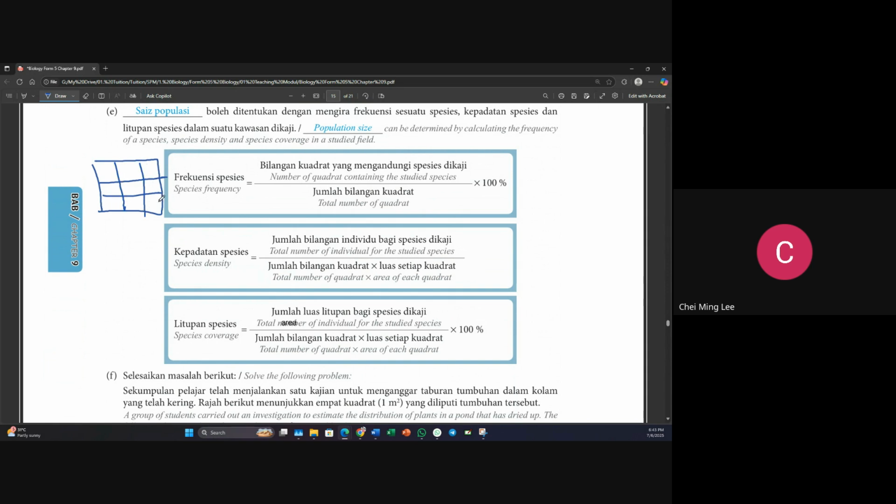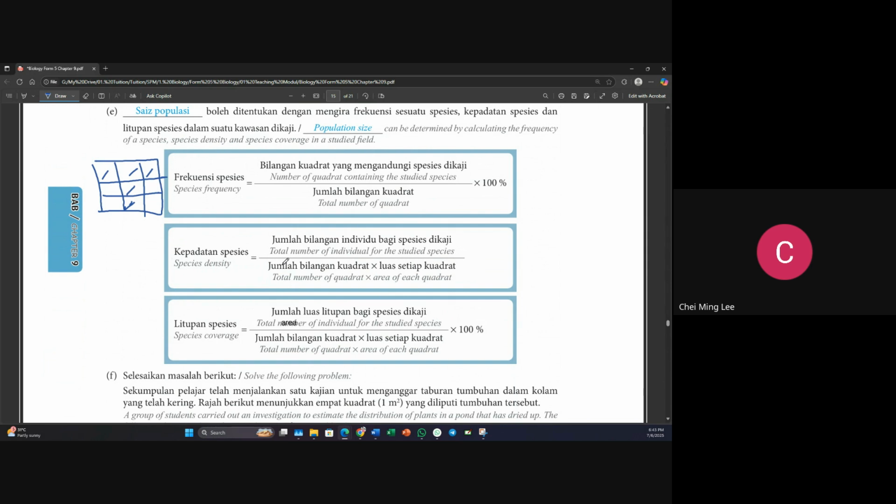So there are 9 of them, correct? 9 quadrants involved. Let's say here we got the plant. So how many quadrants have the plant? 5. So 5/9 times 100%. Okay, understand? All right.